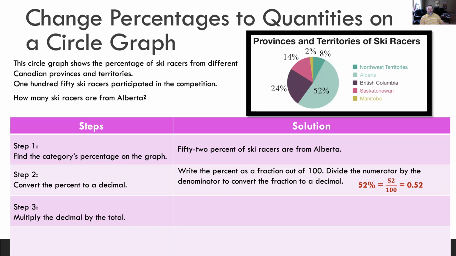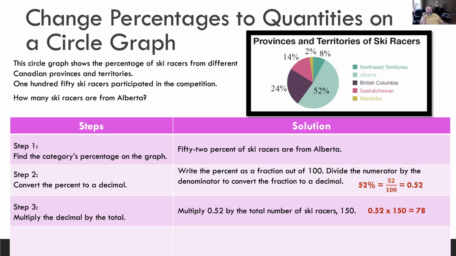And then it says step three, multiply the decimal that we calculated before, so that's 0.52, by the total number of participants, or the total number. So multiply 0.52 by the total number of ski racers, which is 150. So 0.52 times 150 gives me 78.